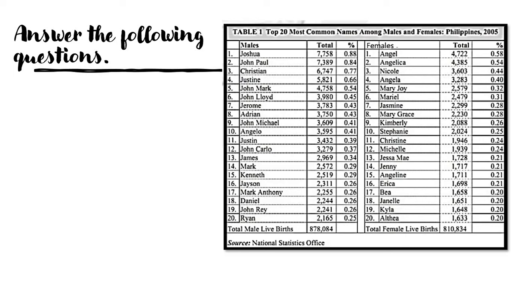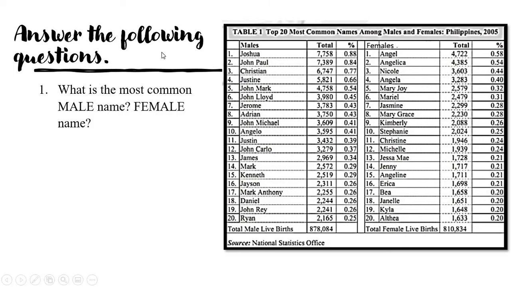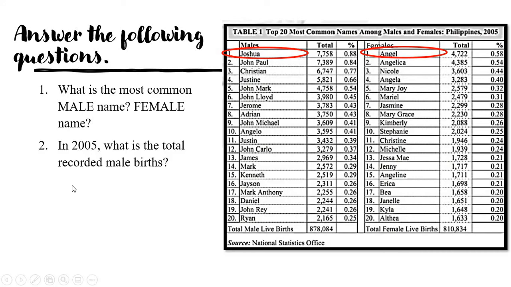Now, let's answer the following questions using this table. What is the common male name and female name? In 2005, the common male name is Joshua and the female name most common was Angel. Next, in 2005, what is the total recorded male births? So, 878,084 male births in 2005.